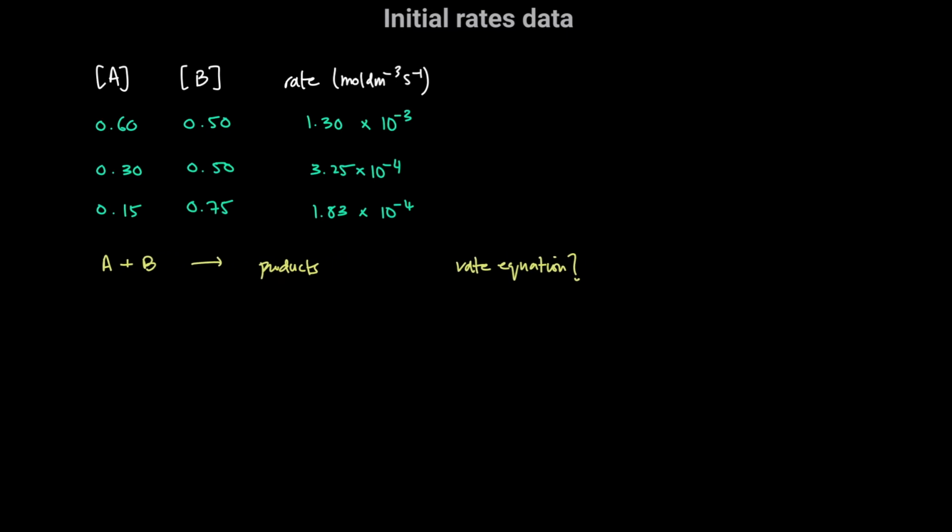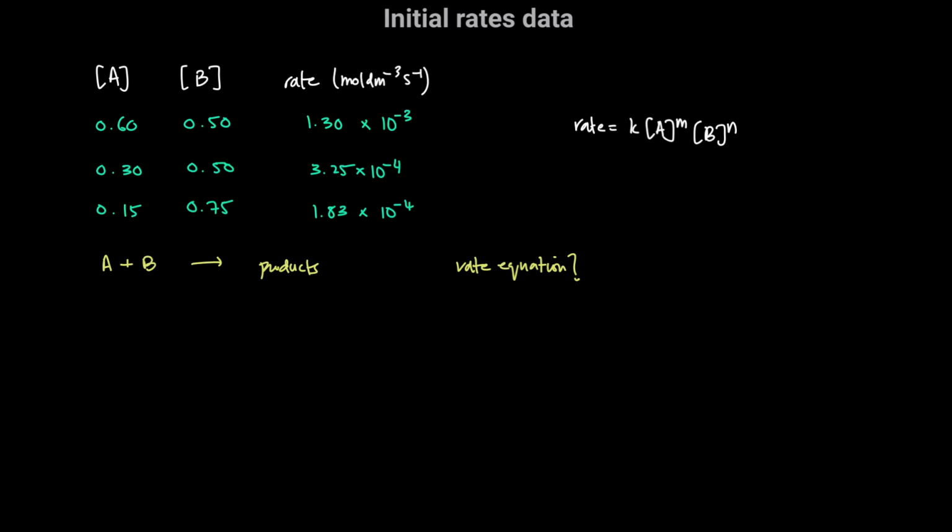So I want to find the rate equation for this reaction. The rate equation is simply rate expressed as a product of the rate constant times the concentration of A to some power times the concentration of B to some power, right? Here M is the order with respect to A and N is the order with respect to B. So what we want to do here is find M and N. If we want to find the rate equation, we want to find the order with respect to A and the order with respect to B.